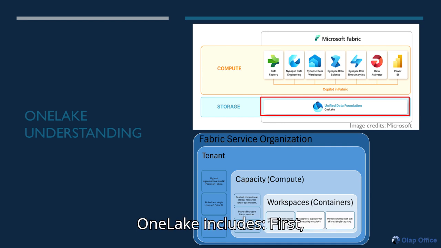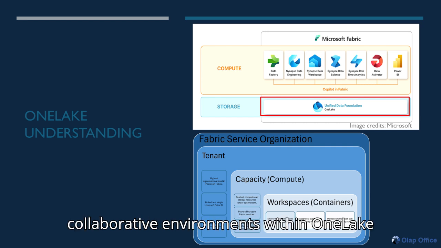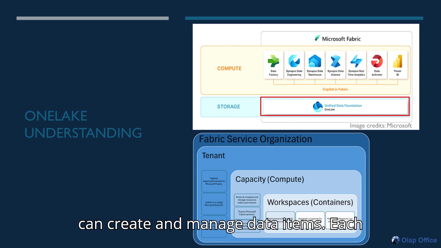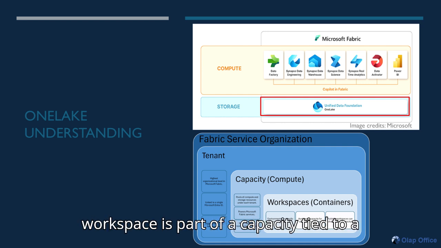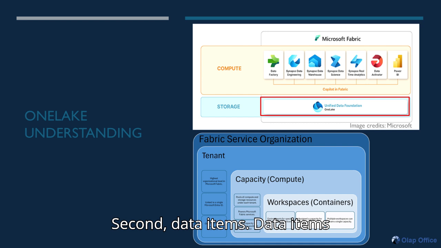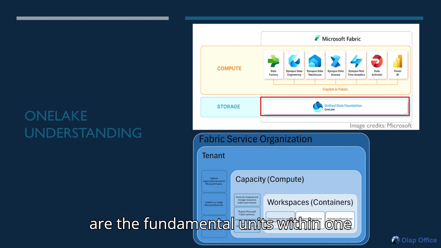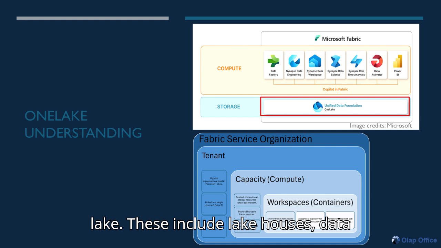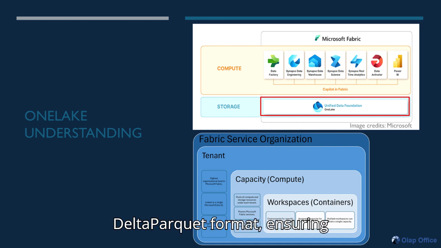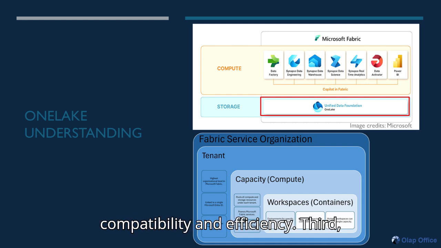Key components of OneLake include: first, workspaces. Workspaces are collaborative environments within OneLake where different parts of an organization can create and manage data items. Each workspace is part of a capacity tied to a specific region and is billed separately. Second, data items. Data items are the fundamental units within OneLake. These include lakehouses, data warehouses, and other items that store data. Each data item is stored in Delta Parquet format, ensuring compatibility and efficiency.